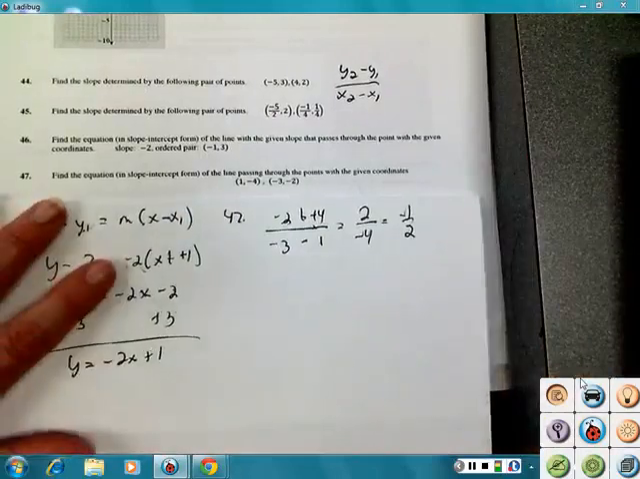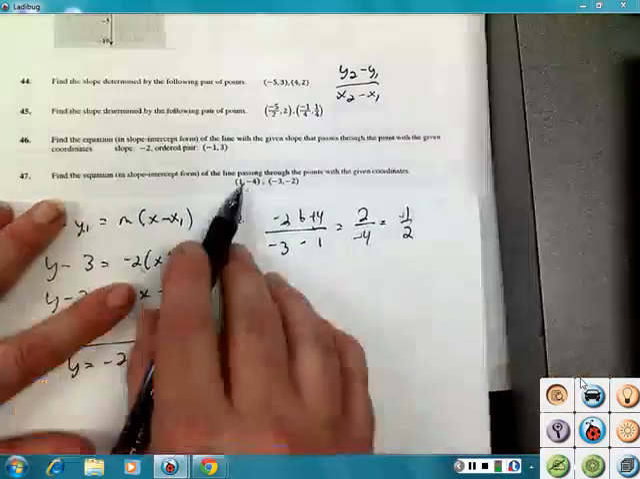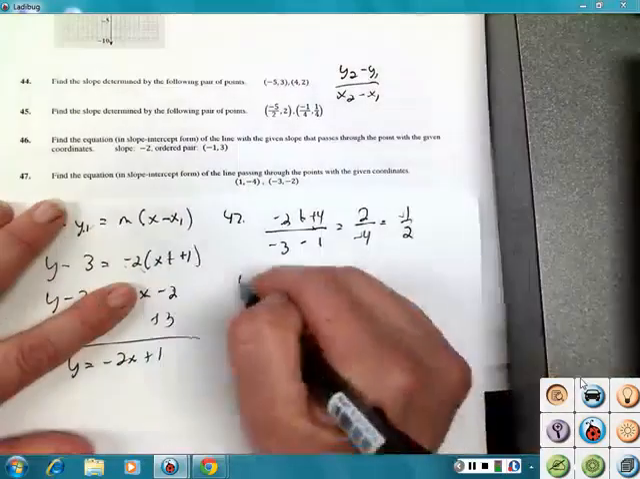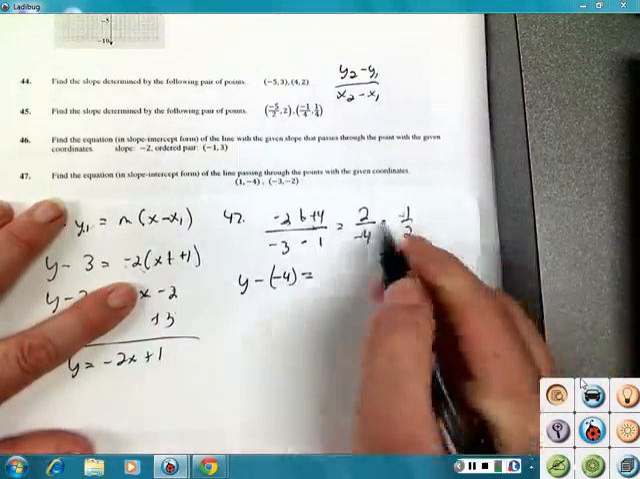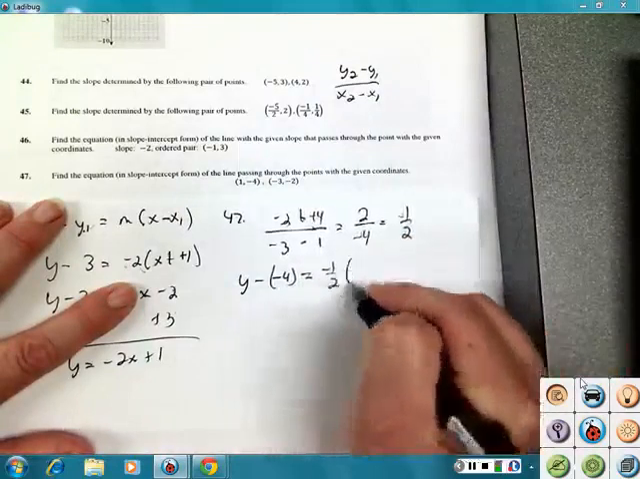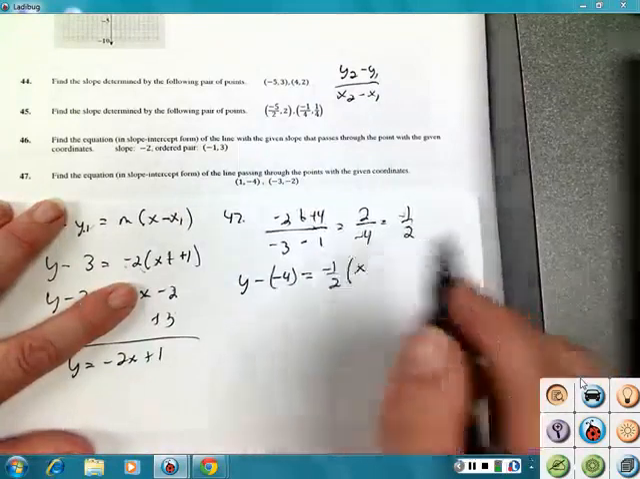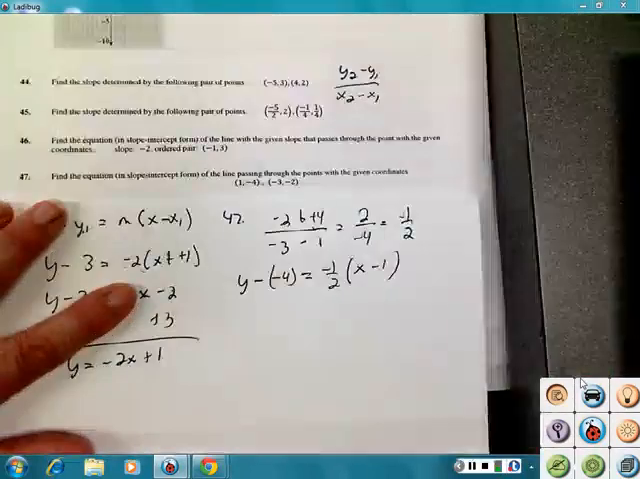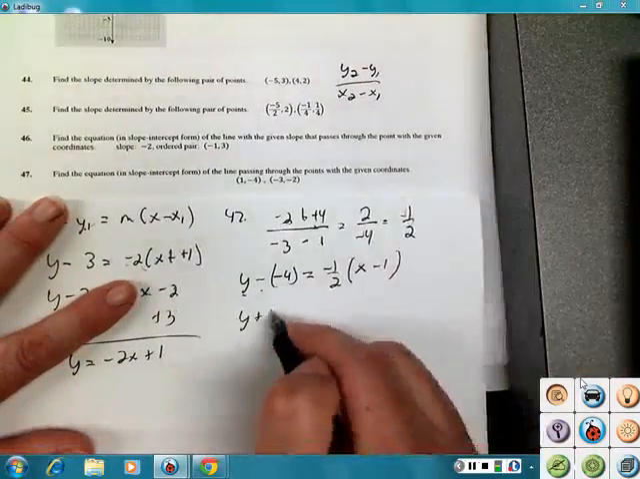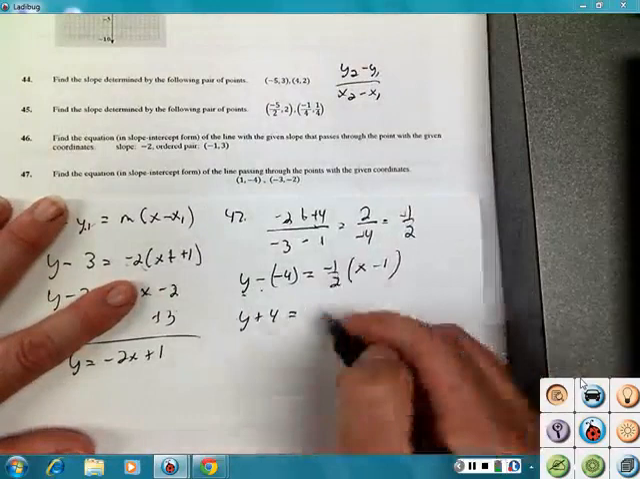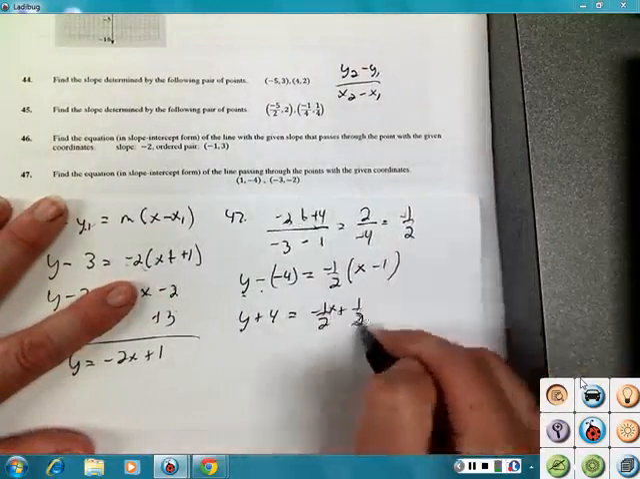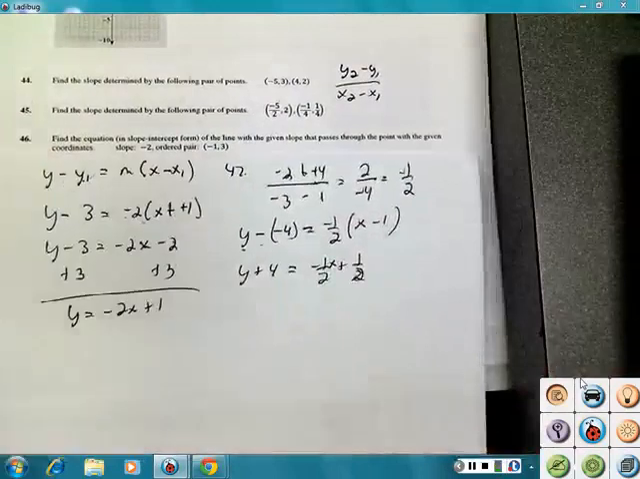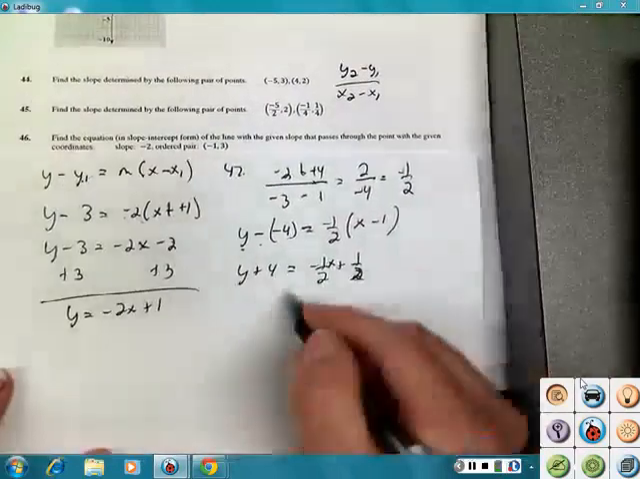Pick a point. Now they all got negatives in them, but this one has the least amount, so I'm going to use that one. So Y minus a negative 4. My slope goes in my equation. And X minus 1. So I have Y plus 4 is equal to a negative 1 half times X minus 1. Negative 1 half X plus 1 half. Move my 4 over.